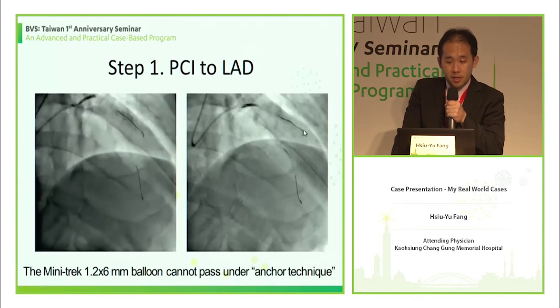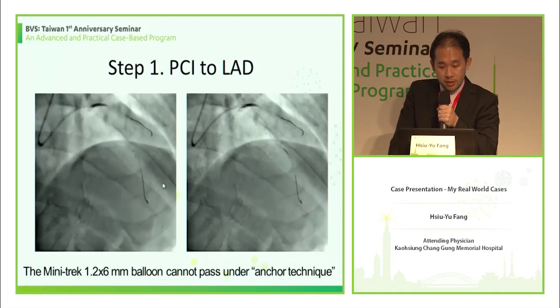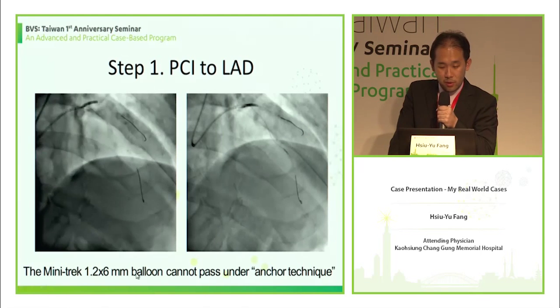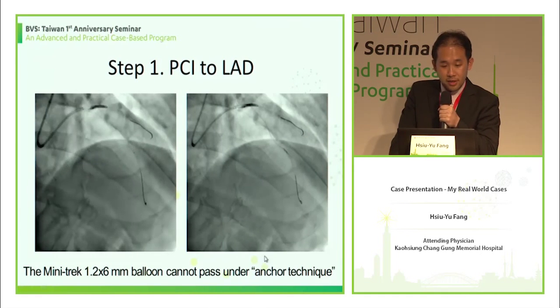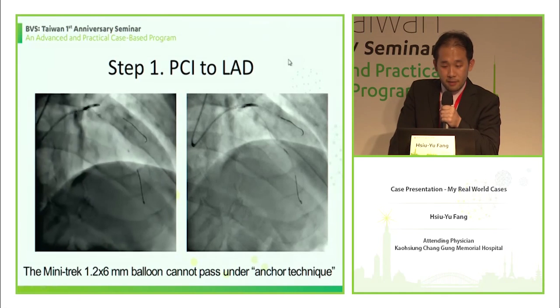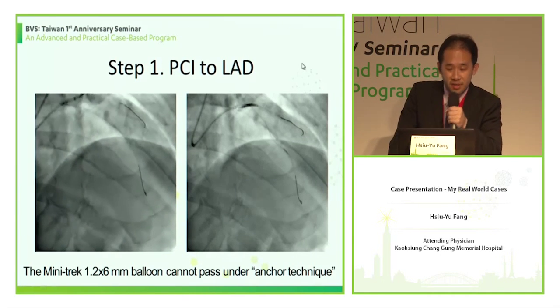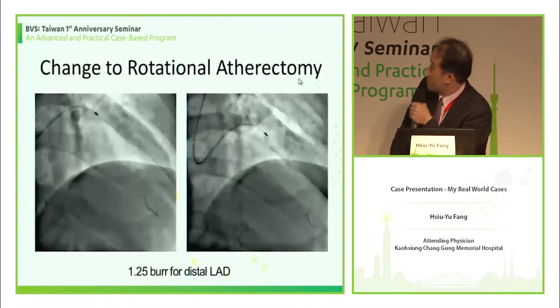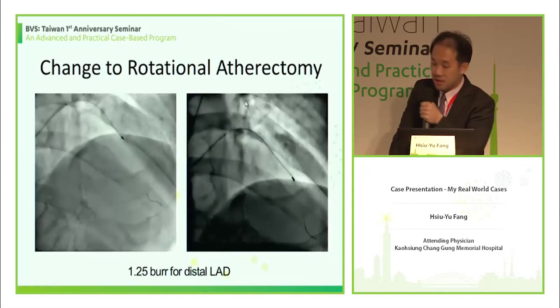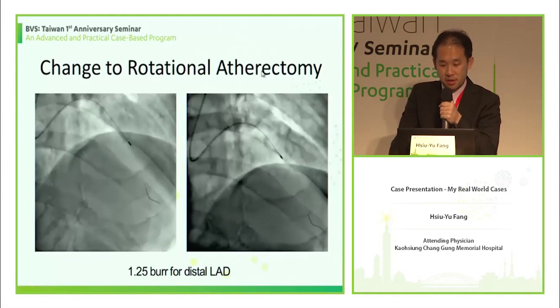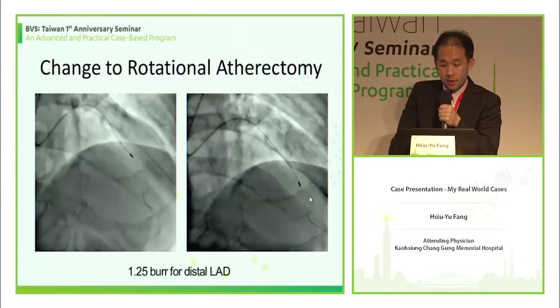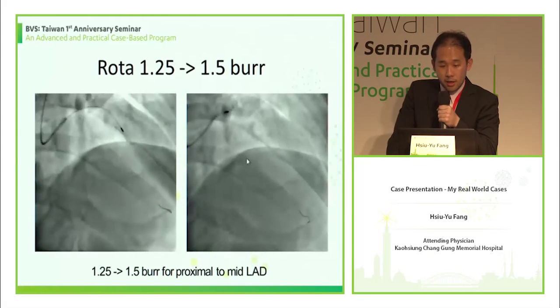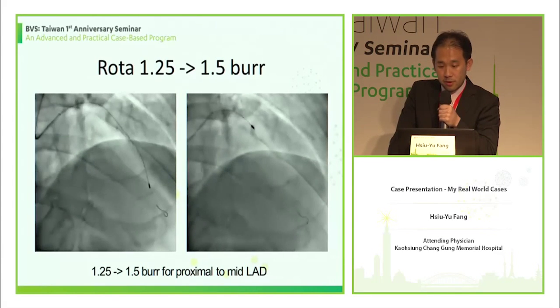So our step is to do PCI to the LAD first. This is the culprit lesion, but the smallest balloon, the Mini Trek 1.2, cannot pass even with the anchoring balloon technique. But we didn't do the balloon festival like the previous speaker. We have another choice. We went directly to rotational atherectomy for the LAD, from the 1.25 burr to the distal LAD, and we changed to a 1.5 burr for the proximal LAD.